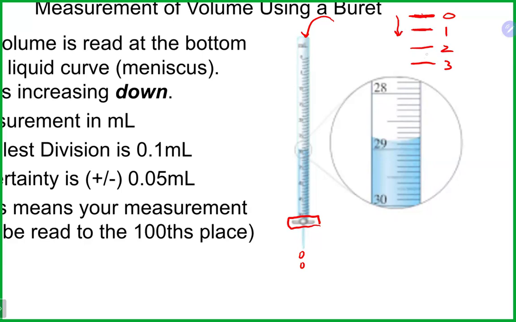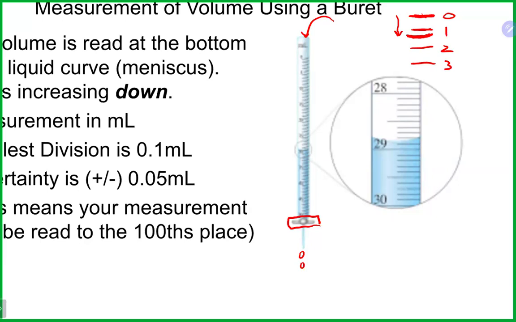So if you find yourself with liquid in this area, that is actually 1 point something, not 2 point something. So again, it's increasing as you go down, and your measurement would be 1 point something rather than 2 point something. By the way, a very common mistake people make with a burette is they fill it to the top, and they see that the very bottom says 50, and they record 50 when they fill it to the top. So you always want to record the exact number where the liquid is on the scale.